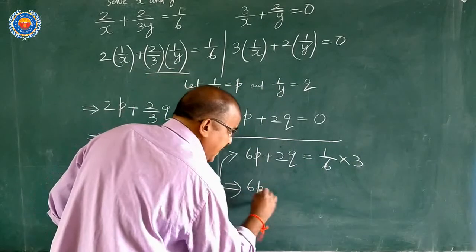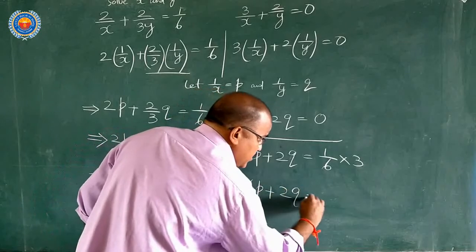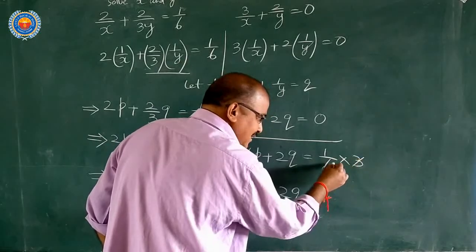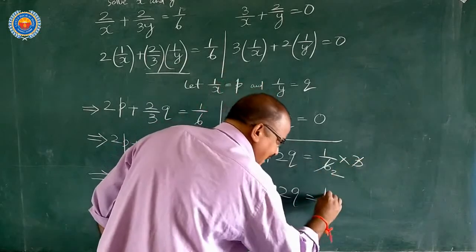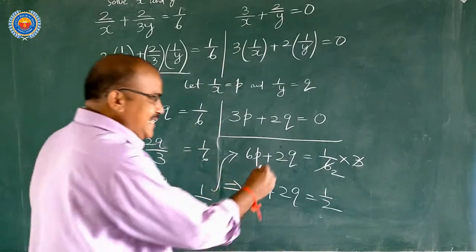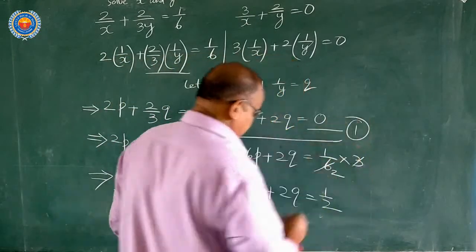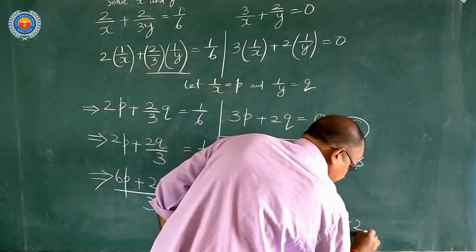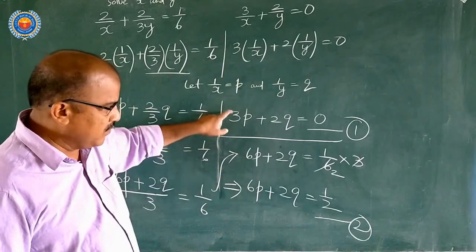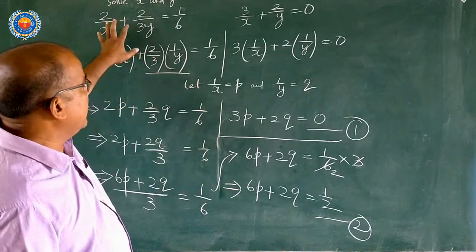That implies 6p plus 2q is equal to how many times? 3 table 1 time, 3 table 2 times. That is nothing but 1 by 2. Now this is equation 1, and this is equation 2. Equation 1 and equation 2, actually these are normal equations.